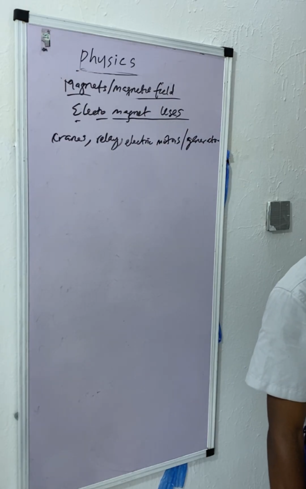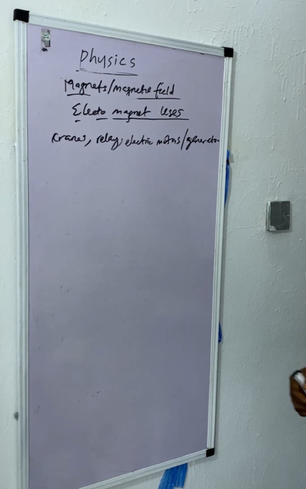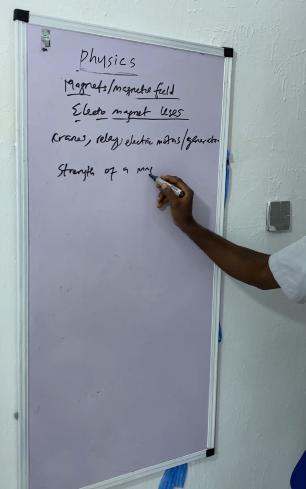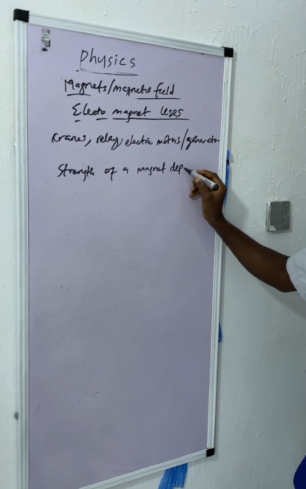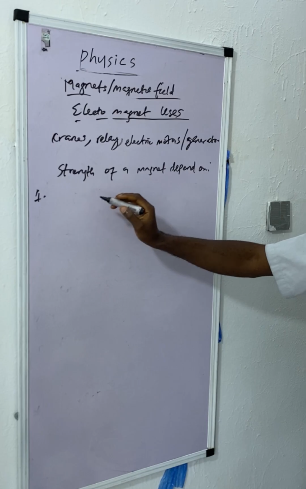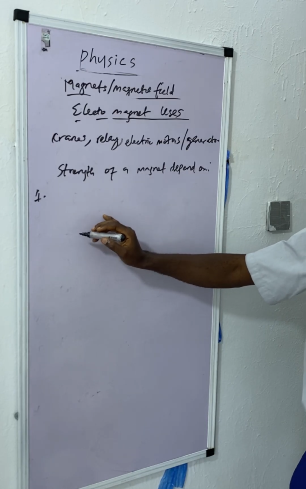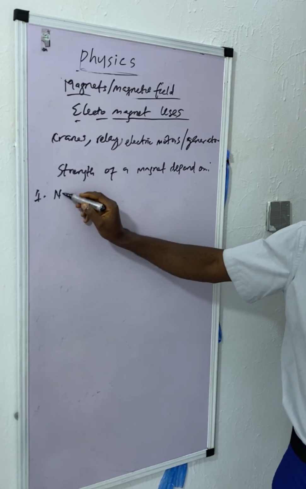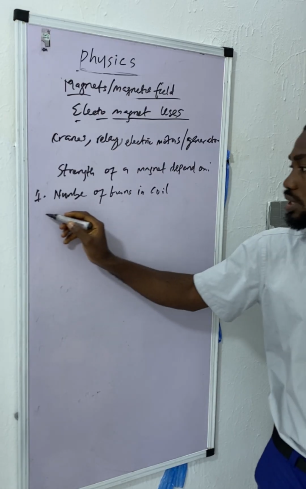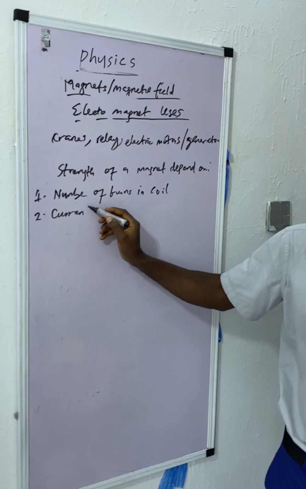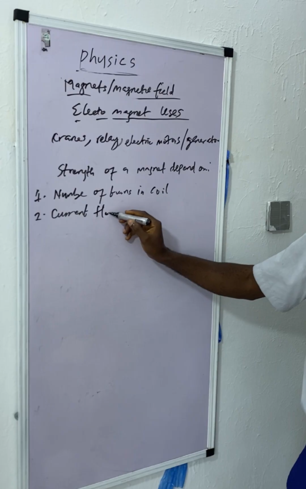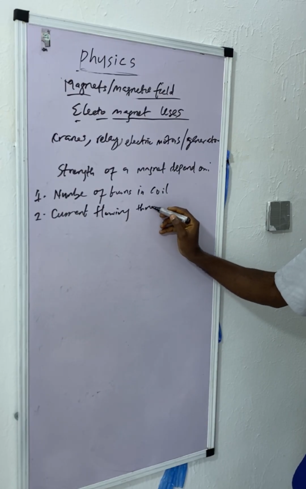Let's quickly digress. The strength of a magnet depends on some factors. The first one is the number of turns in the coil. The second one is the current flowing through it. Is it high or low?